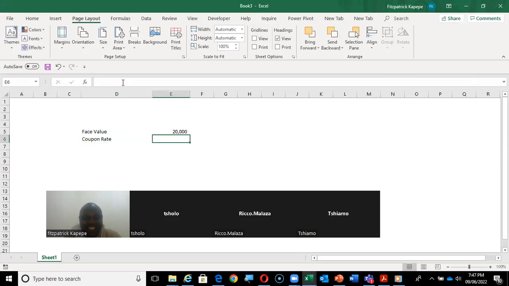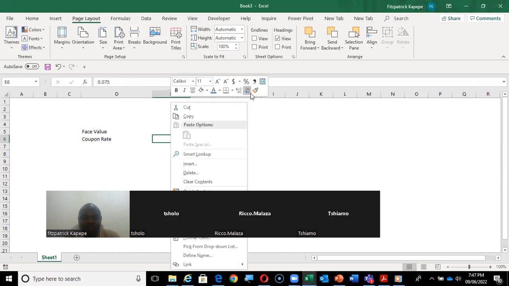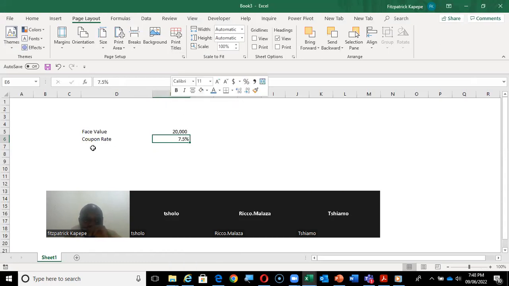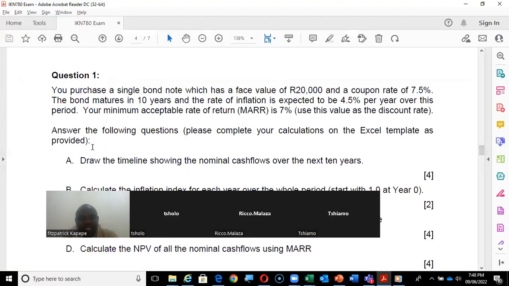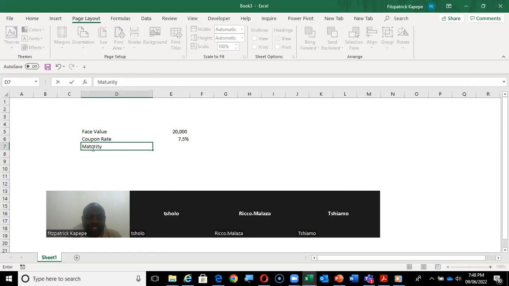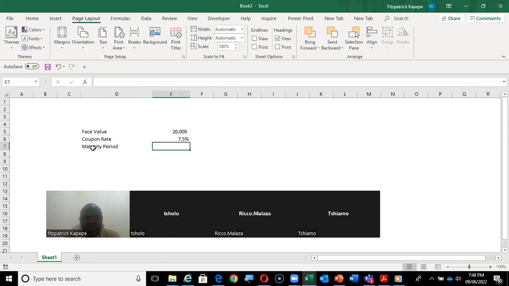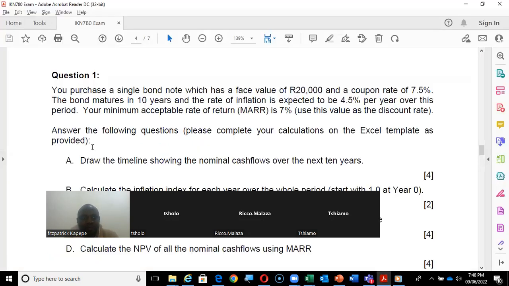Coupon rate, 7.5%. The period, maturity period or debt, will be 10 years. What else? Inflation rate.